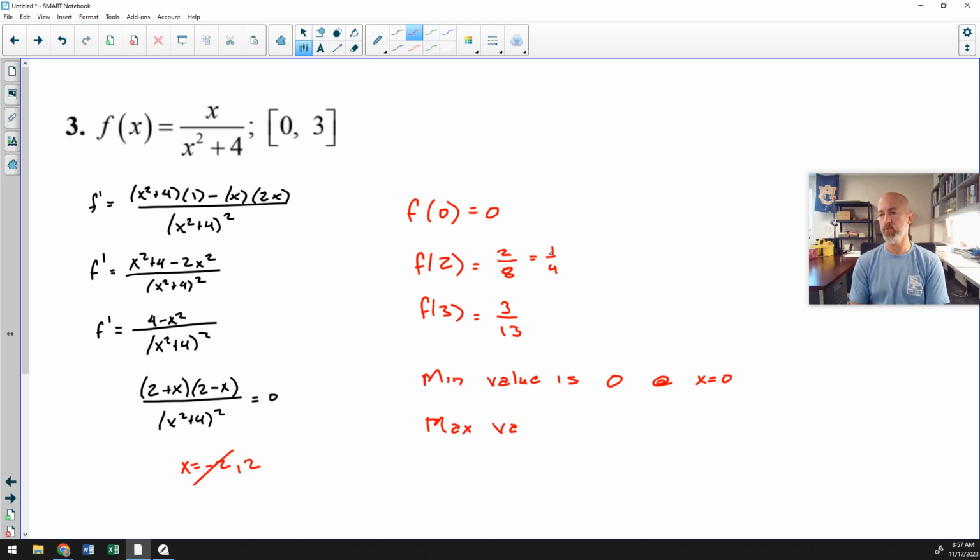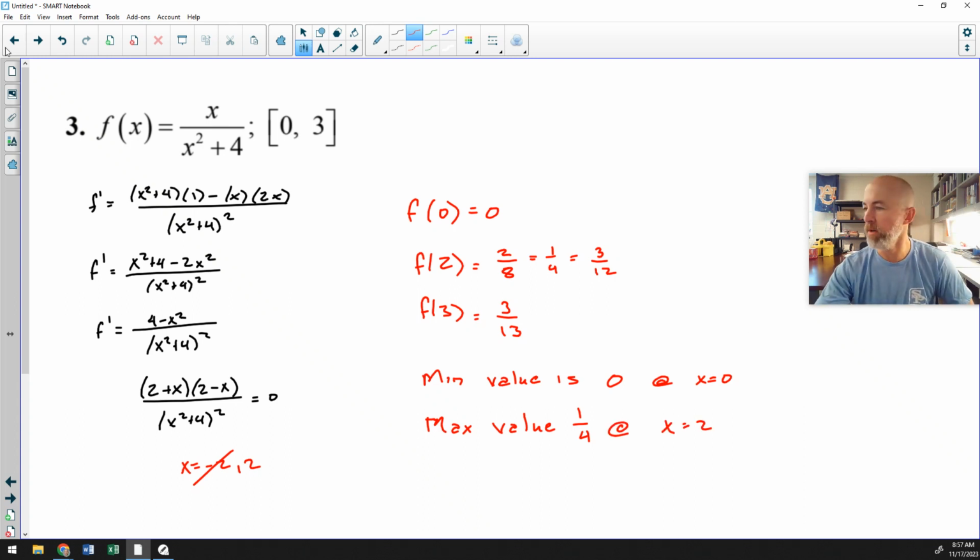I now need to compare 1/4 and 3/13. And let's see, 1/4 I know is 3/12. And so if I'm comparing 3/12 to 3/13, my higher value of the two will be the one with the smaller denominator. 3 over 12 will be larger than 3/13 if the numerators are the same, a larger denominator creates a smaller value. So I'm going to change that to 1/4. I was going to write 3/12. My max value is 1/4, and that occurs at the x coordinate of 2.